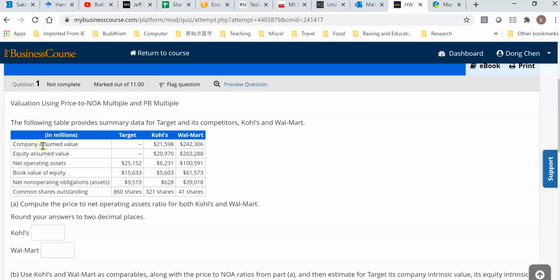So we're provided with a bunch of numbers for the three companies, Target, Kohl's, and Walmart. Question A is to compute the price to net operating assets ratio for both Kohl's and Walmart. One thing we need to pay attention to when using market multiples is that if the performance measure, in this case the net operating assets, is company related, then we also need to use the company value as the numerator. But if the performance measure is only equity related, which is what the PB ratio is about, then we need to use the market value of the equity as the numerator.